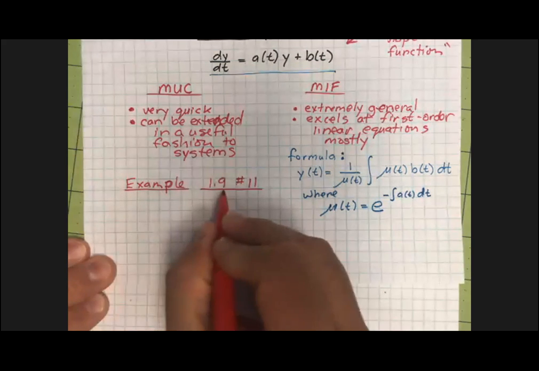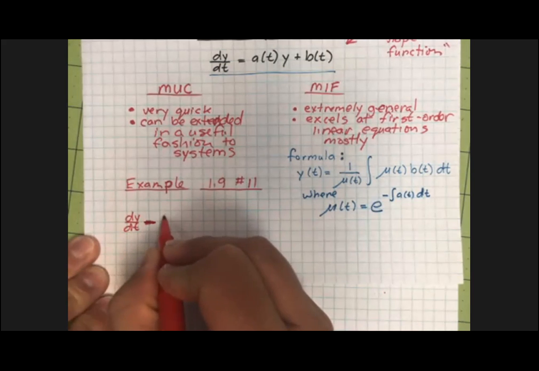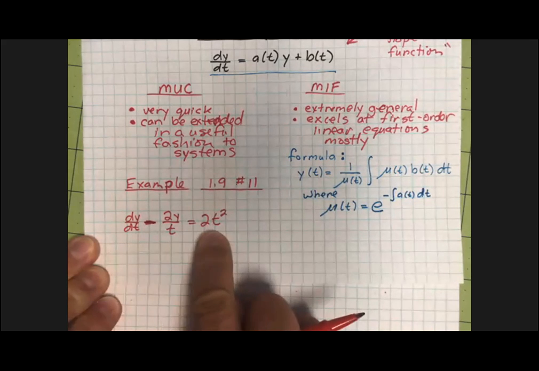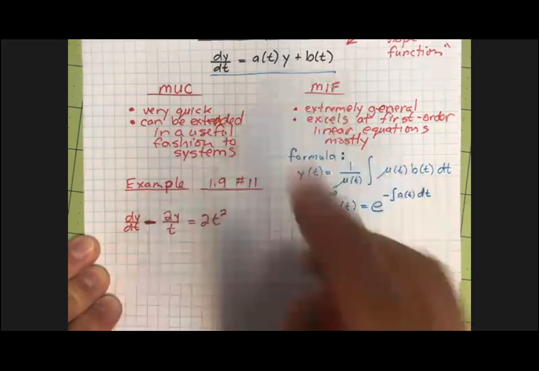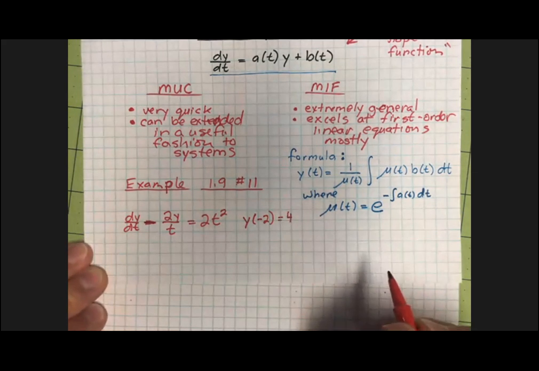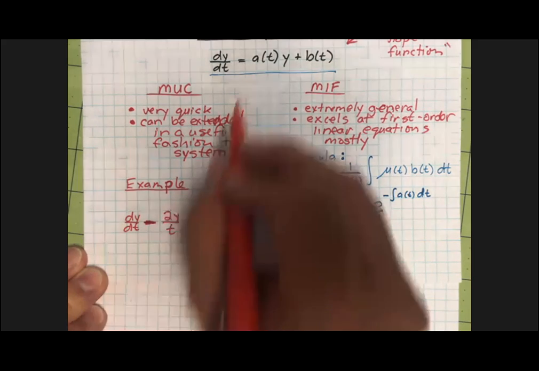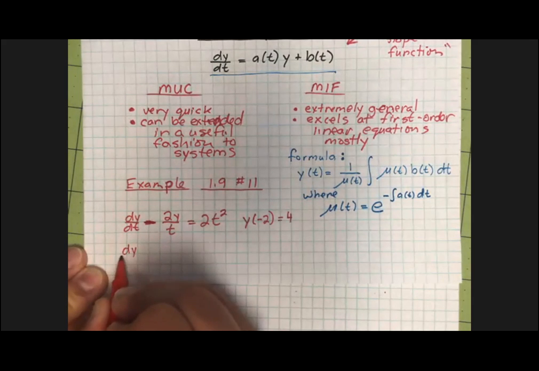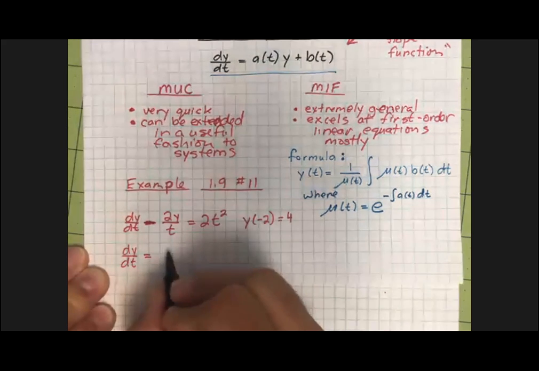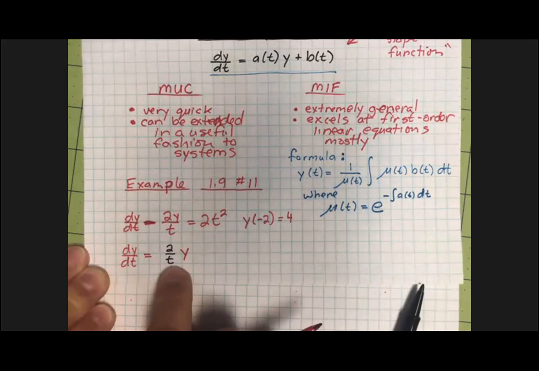So problem 1.9.11 says dy/dt minus 2y over t is 2t squared. So you've got to get used to the fact that people might present you the problem other than in the natural form. Then they give you the initial value: y of minus 2 is 4. I'm going to go to another piece of paper to do this. But if I'm going to use a formula, I am going to write this the way the formula reads it. So that would be dy/dt equals 2 over t times y. I'm emphasizing the a of t right here.